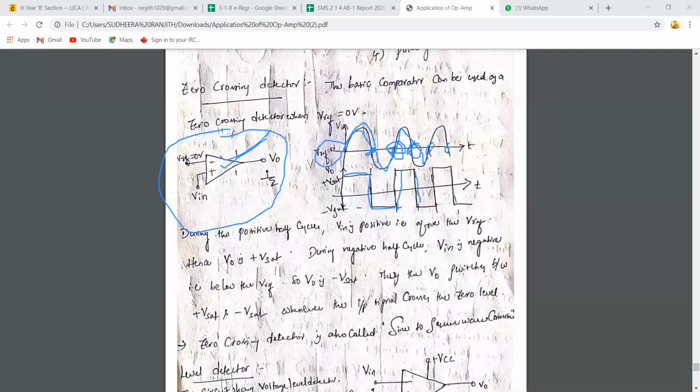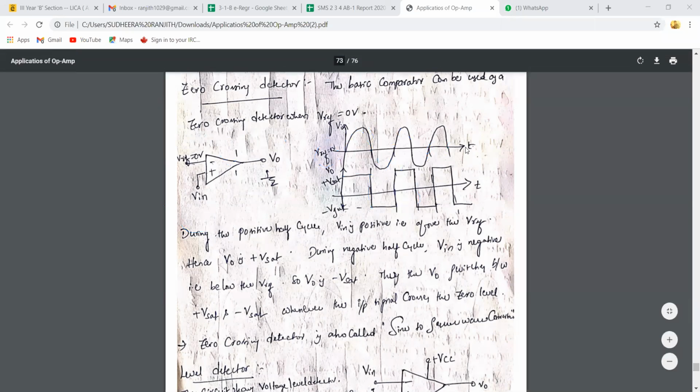whenever the input signal crosses the zero level, it detects the position, right? That means occurrence, so it detects the occurrence of zero in the input signal. So whenever the input signal crosses the zero, there will be the changes in the output, right? Is it clear, all of you? Is it clear?